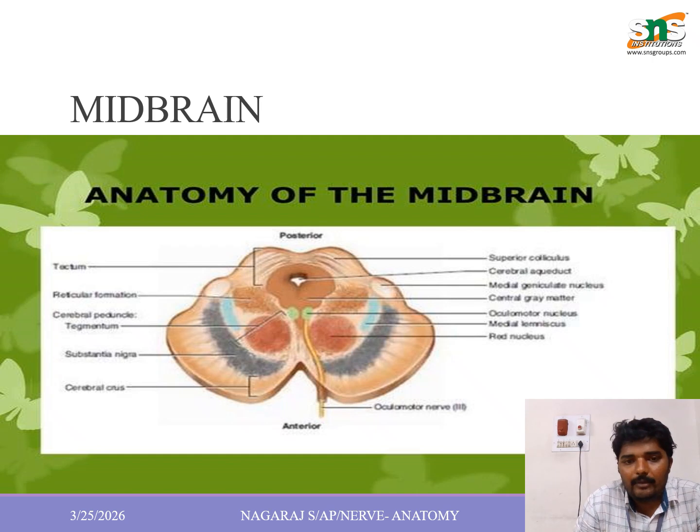The midbrain. The midbrain has posterior and anterior parts. The posterior part is mainly the tectum, then reticular formation, tegmentum, substantia nigra, and cerebral peduncle. Then also the red nucleus, oculomotor nucleus, medial lemniscus, medial geniculate nucleus, periaqueductal gray matter, cerebral aqueduct, and superior colliculus. These are the structures in the midbrain, mainly for the oculomotor nerves.